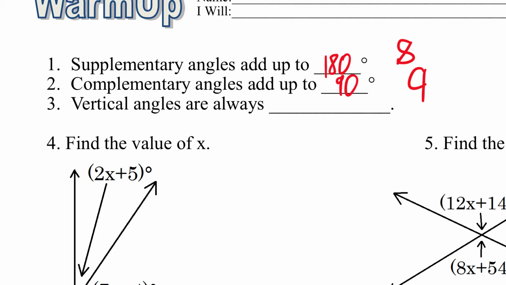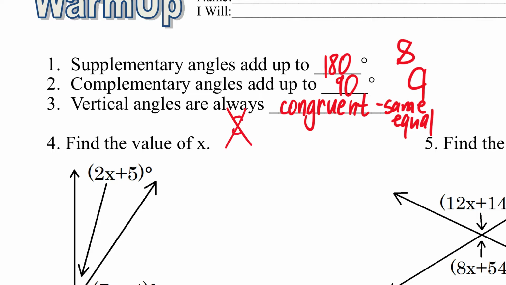Vertical angles are always what? Congruent. Same or equal. Yes, it's where there's a perfect X. It's the angles across from each other.